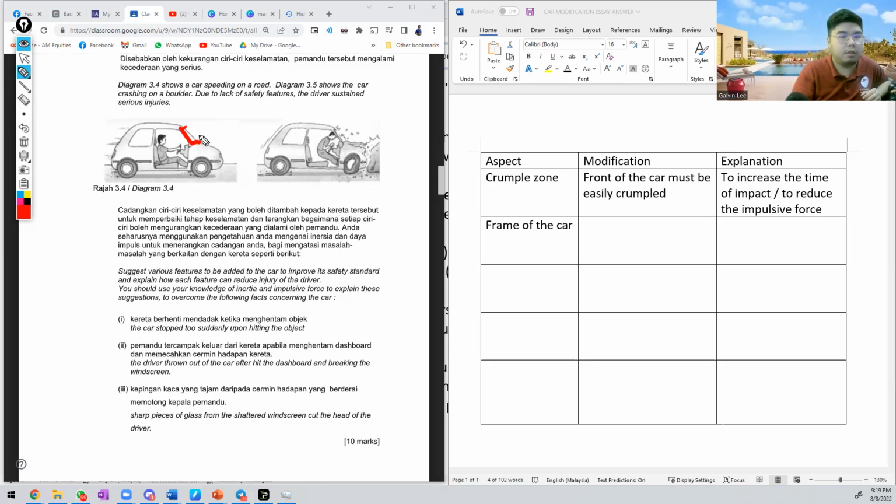So the story is, we want the front part here to crumple easily. We want it to dent easily. But we want the frame to be strong. We want the frame to be strong. Okay. So especially I'm talking about these bars.